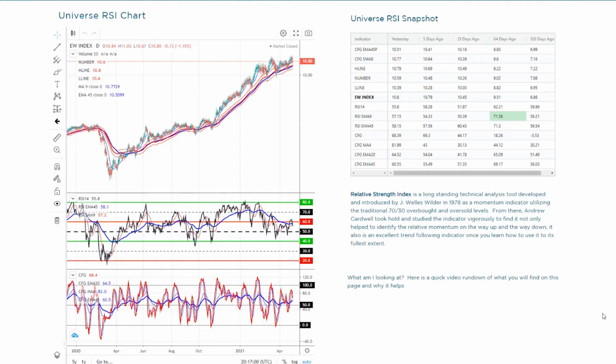The first pillar of relative strength we look at is relative momentum using the RSI, or relative strength index. We start with this well-known technical tool and apply Andrew Cardwell's research to take it beyond an overbought and oversold indicator and use it more as a trend-following tool. It takes momentum to move anything in any direction, so we like to start our process here.